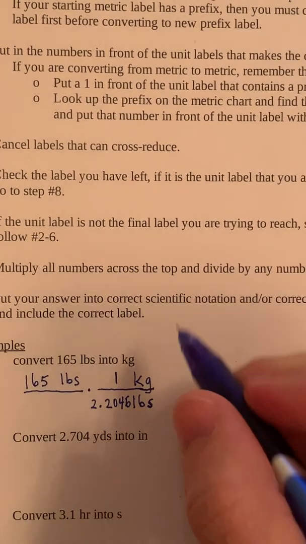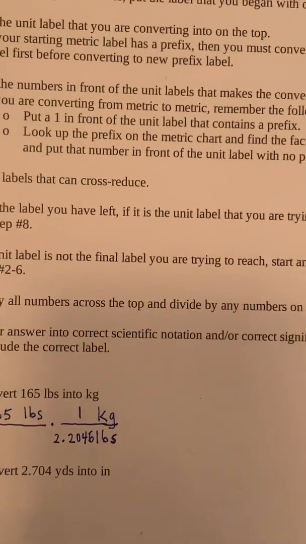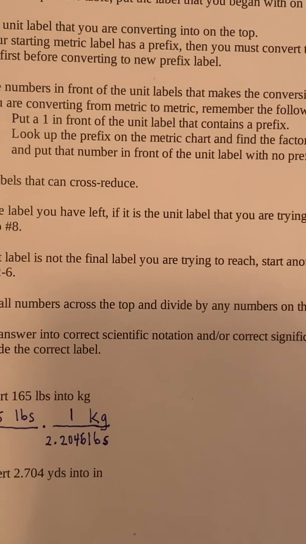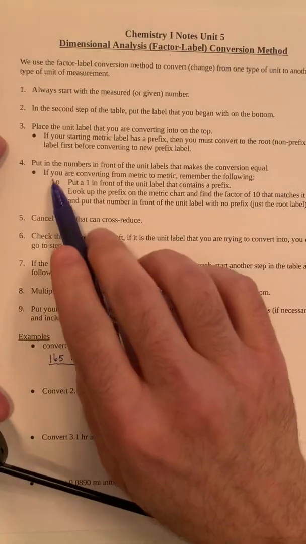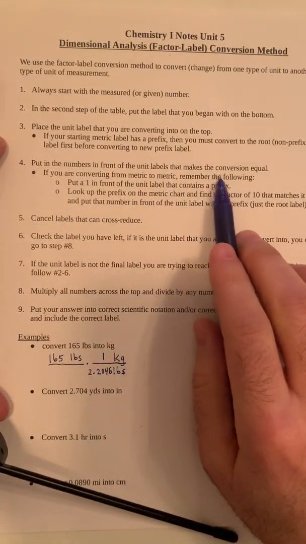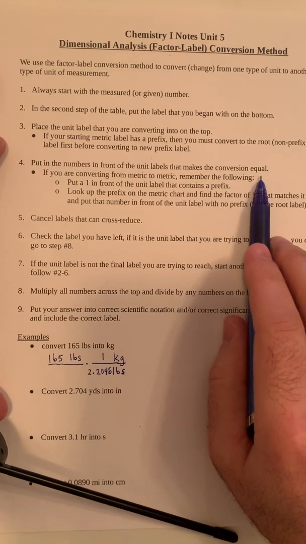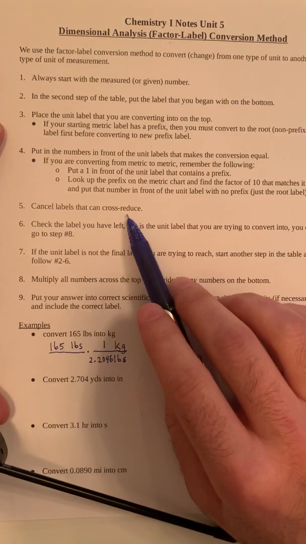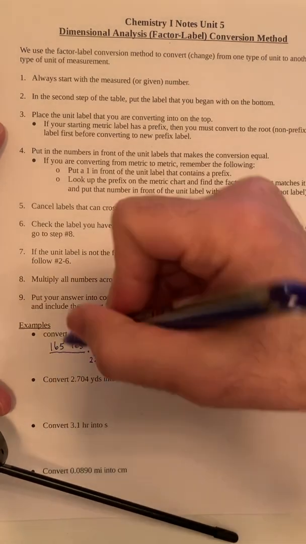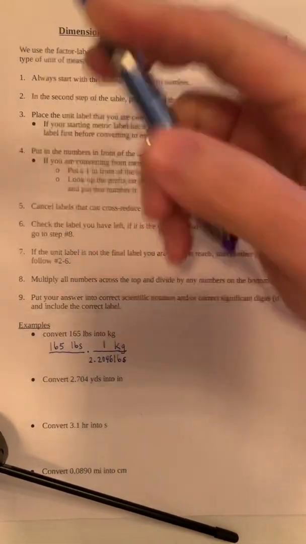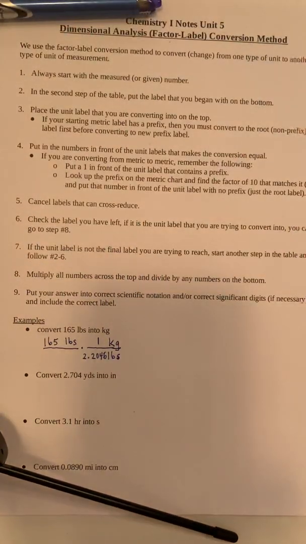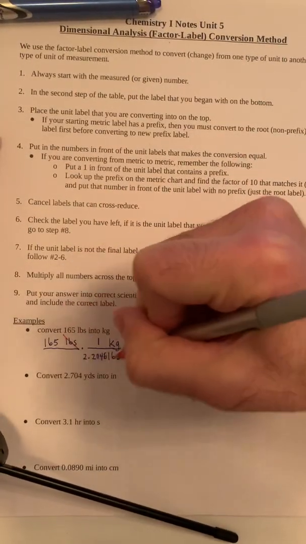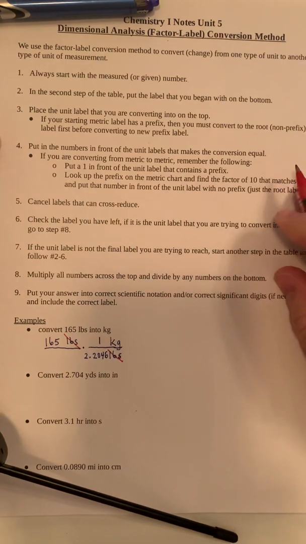Now, next step is, well, actually I was just doing the next step. Put the numbers in front of the unit conversions that make the conversions equal. Okay, we're not doing the metric to metric yet. Number 5, cancel the labels that can cross reduce. So I've got pounds up here and pounds down here. So I'm going to cancel, the pounds cancel out.